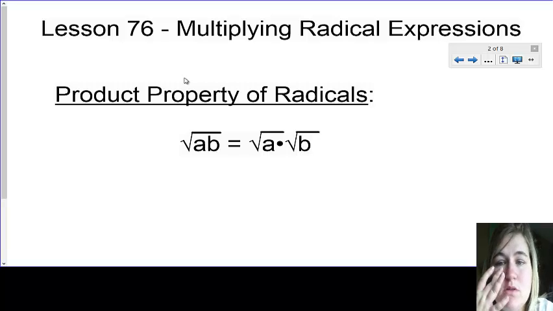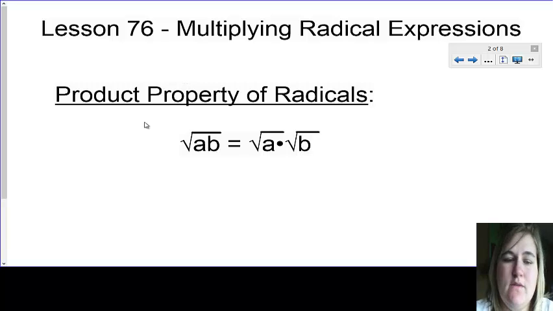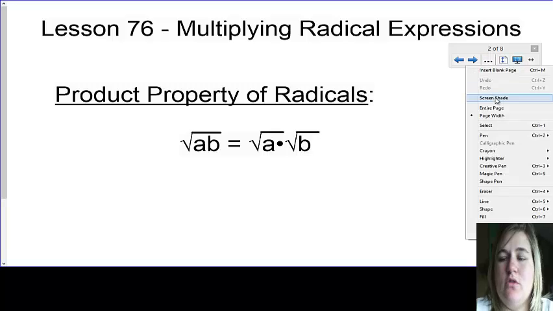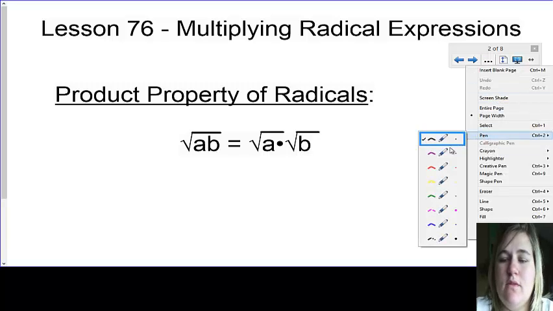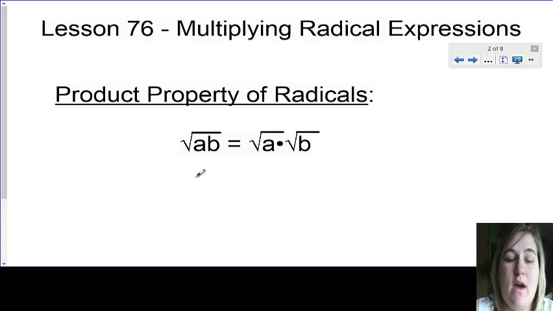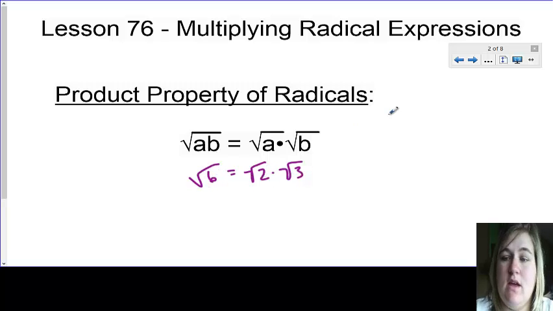Lesson 76, Multiplying Radical Expressions. The product property of radicals states that radical AB is equal to radical A times radical B. A concrete example would be radical 6, which is the same as radical 2 times radical 3. What I can do is just multiply what's inside the radicals to get that answer.